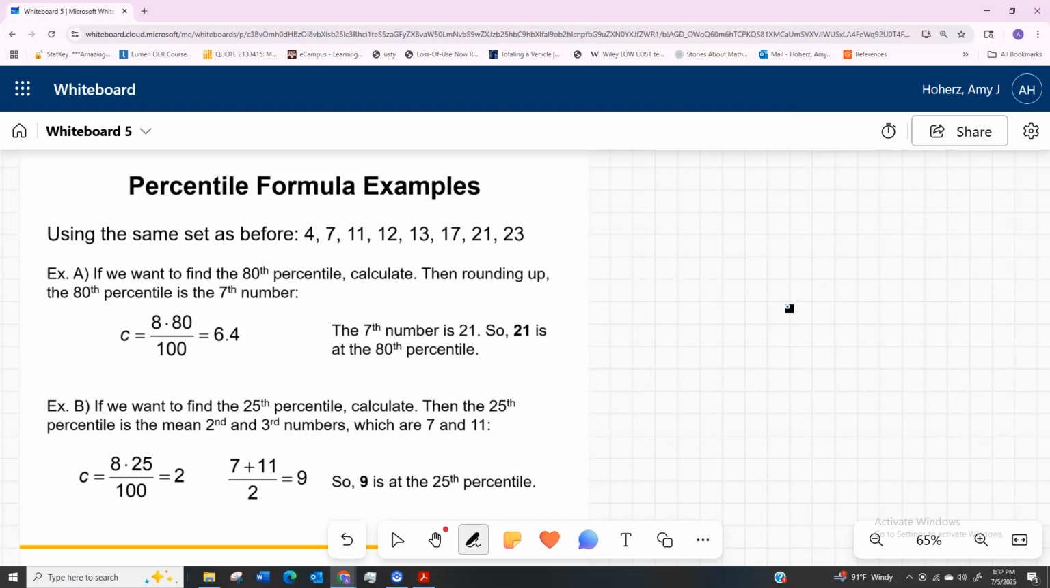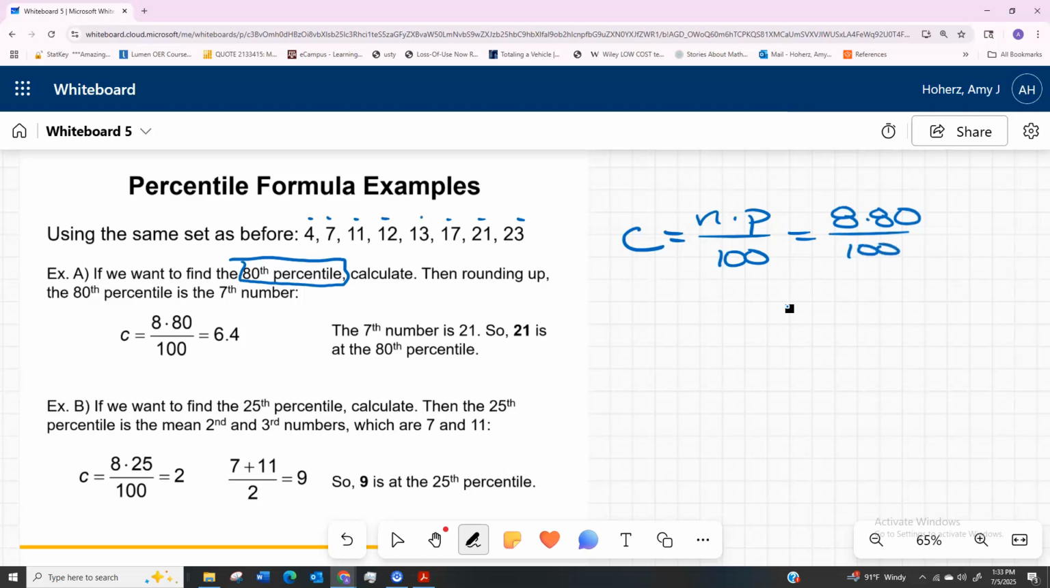Okay, so let's say we have this data set again, and let's say we wanted to find the 80th percentile. So using that formula, remember it's C equals N times P over 100. So the N in this case is how many there are in the data set. So 1, 2, 3, 4, 5, 6, 7, 8, remember. Then we're going to multiply it by the percentile, which in this case is 80. And then we're going to divide by 100. And that gives us 6.4.